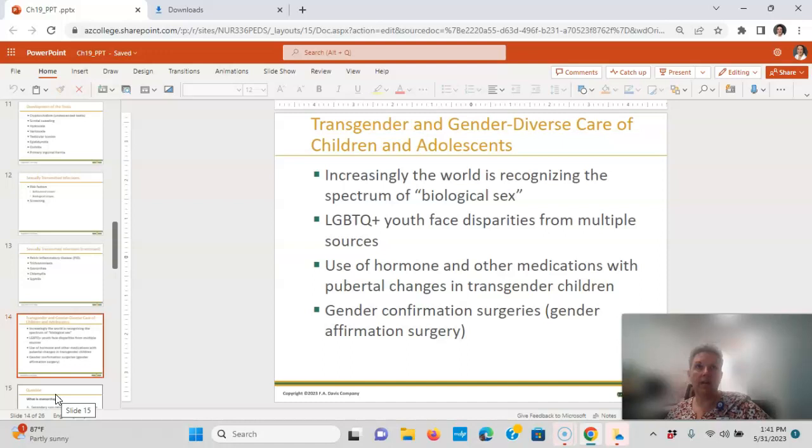And then when we talk about transgender, gender diverse care of children, again, now we increasingly recognize the spectrum of biological sex. LGBTQ, we know that they're more at risk for family discord, suicide, mental health issues. They need to have at least one supportive adult in their lives that would decrease the risk of suicide. And traditionally, an infant is assigned a sex at birth or even before birth with our 3D x rays, ultrasounds.